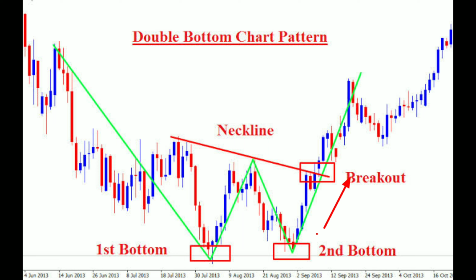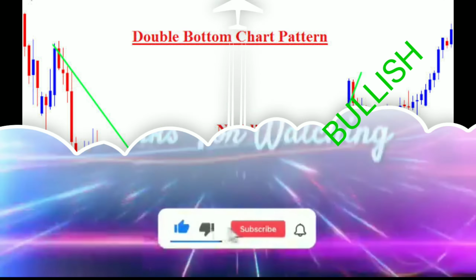When the prices break through the neckline or the resistance level, then the bullish trend reversal is confirmed and traders can enter a long position.